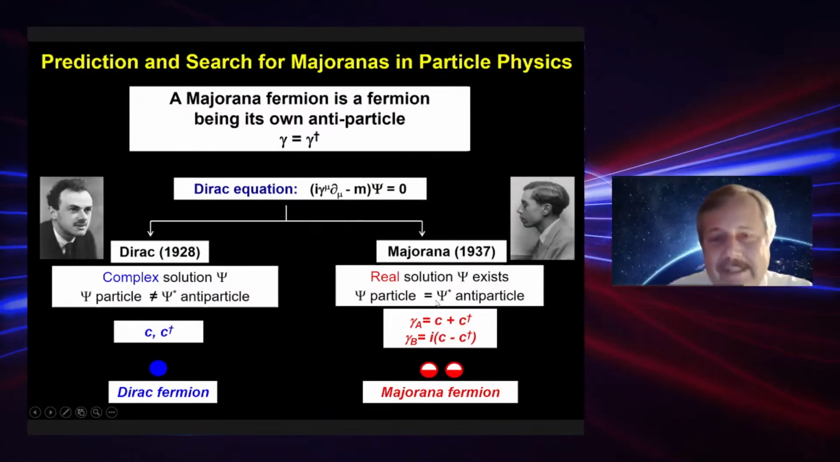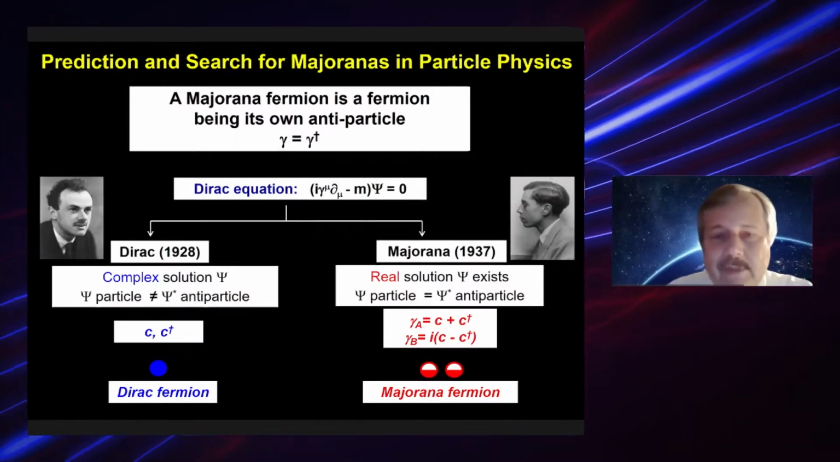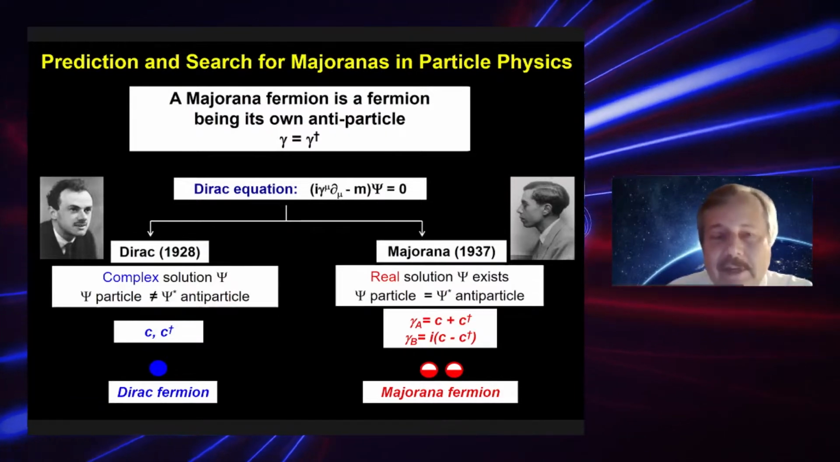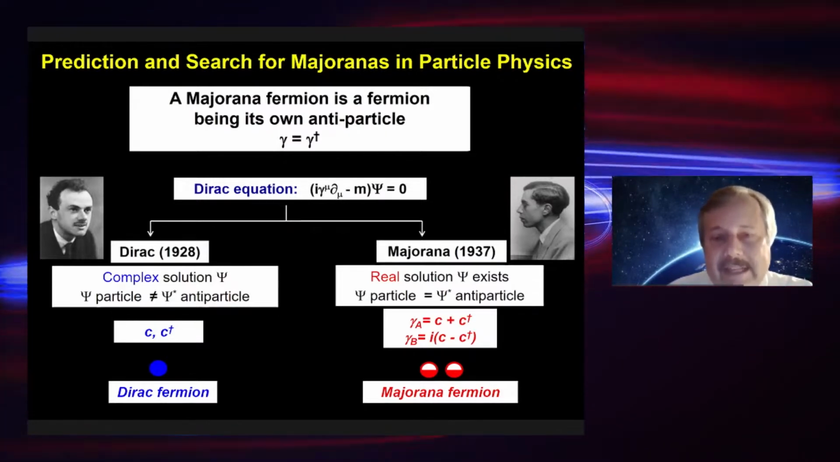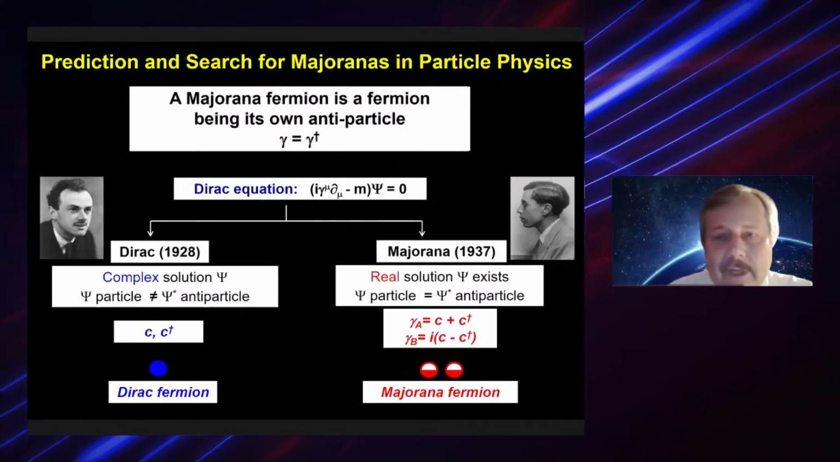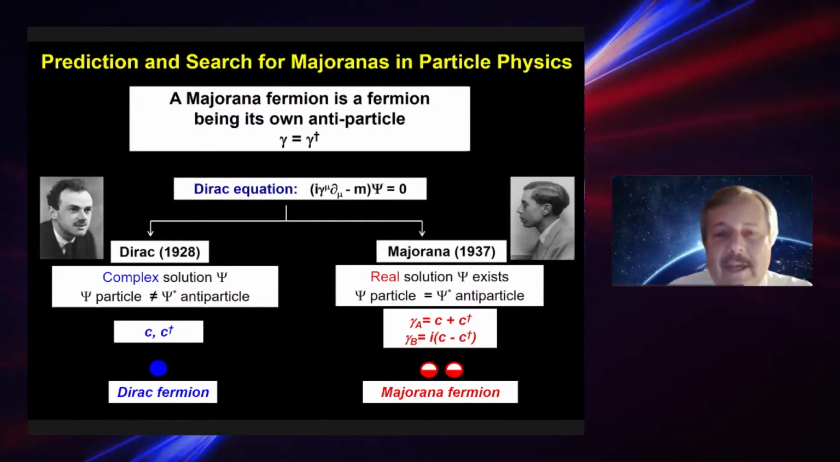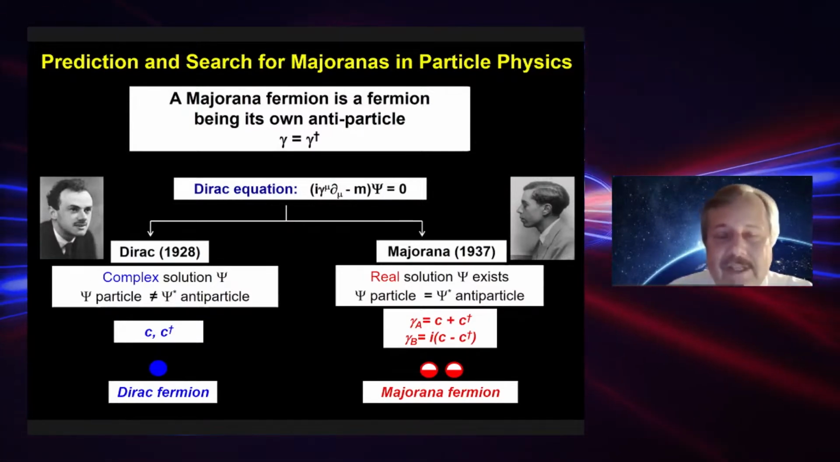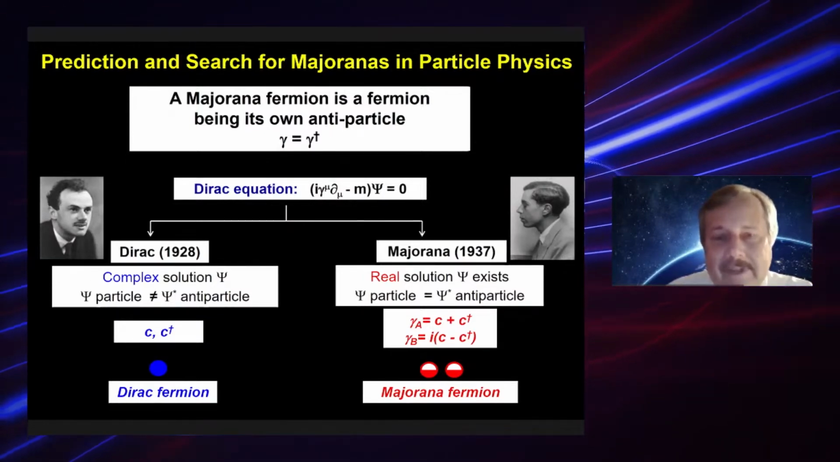Already in particle physics, of course, for a long time, people have been searching for those particles, and there have been discussions whether neutrinos would be realizations of such Majorana particles. However, as you all know, in the standard model of elementary particle physics, neutrinos and antineutrinos are different particles, and so this discussion is still ongoing in particle physics.